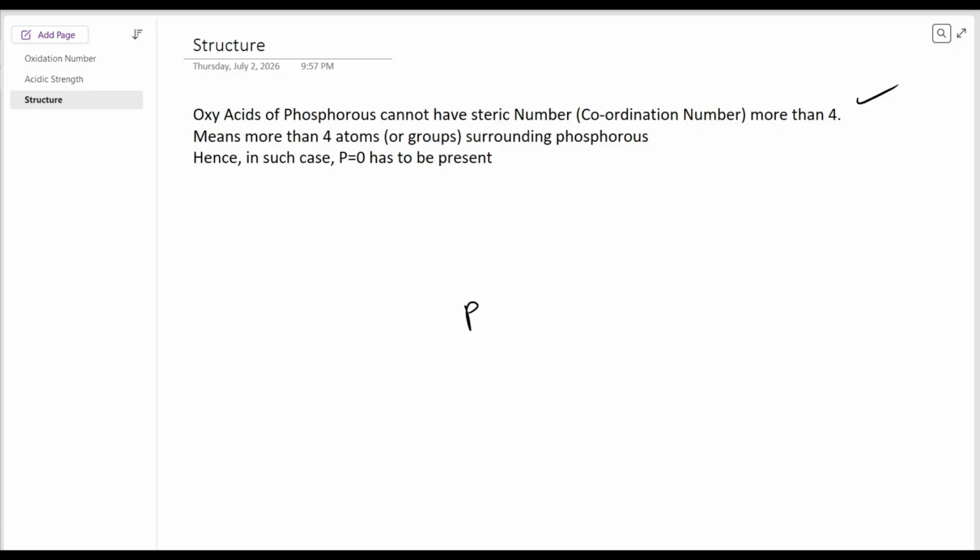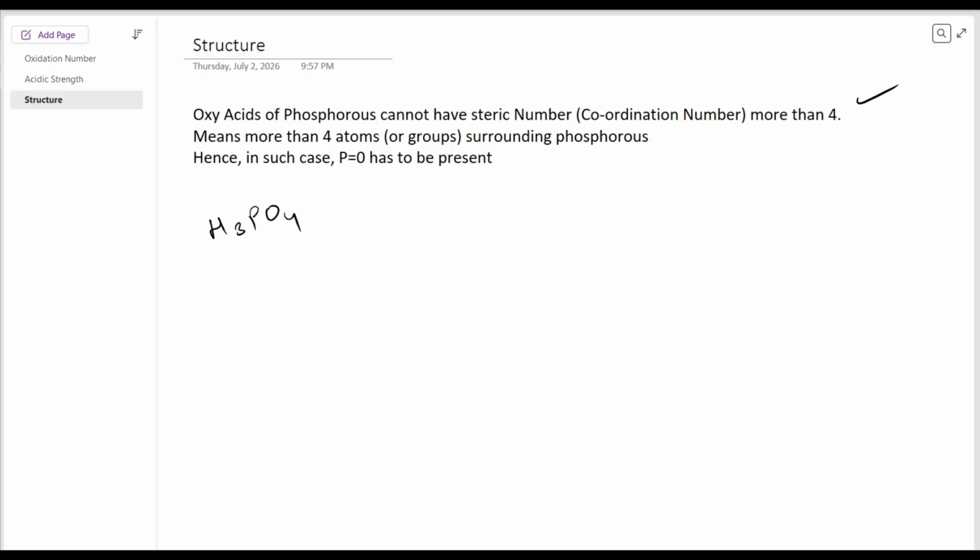That's compulsory. Because if you are talking of H3PO4, we feel that phosphorus may have more than 4 bonds. It seems like the center atom may have more than 4 bonds, but that's not possible because phosphorus cannot have a steric number of more than 4 in case of oxy acids. Oxy acids of phosphorus cannot have more than 4 steric number. So one such P double bond O has to be present.